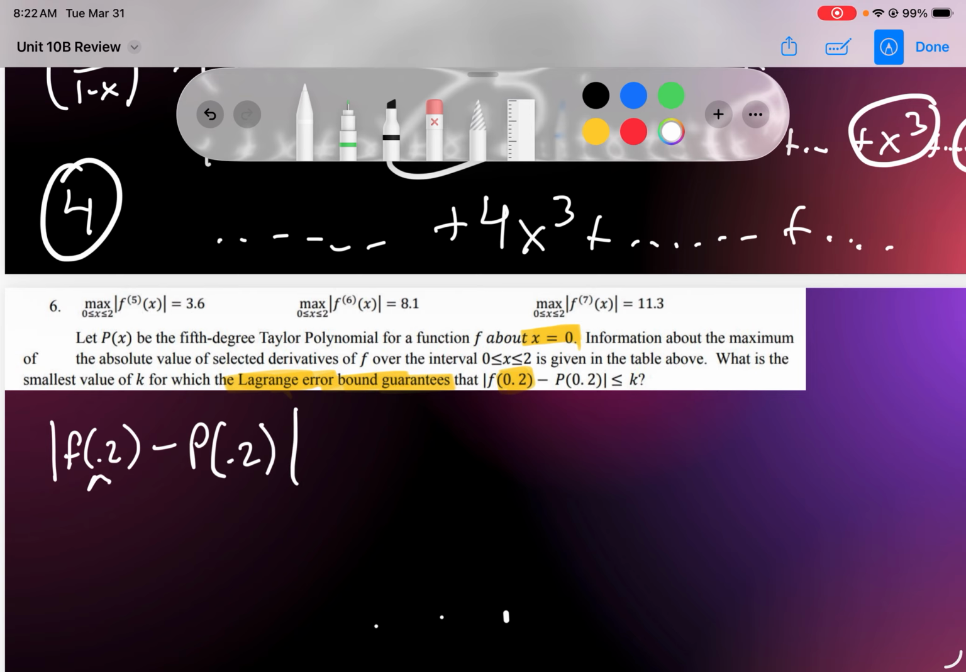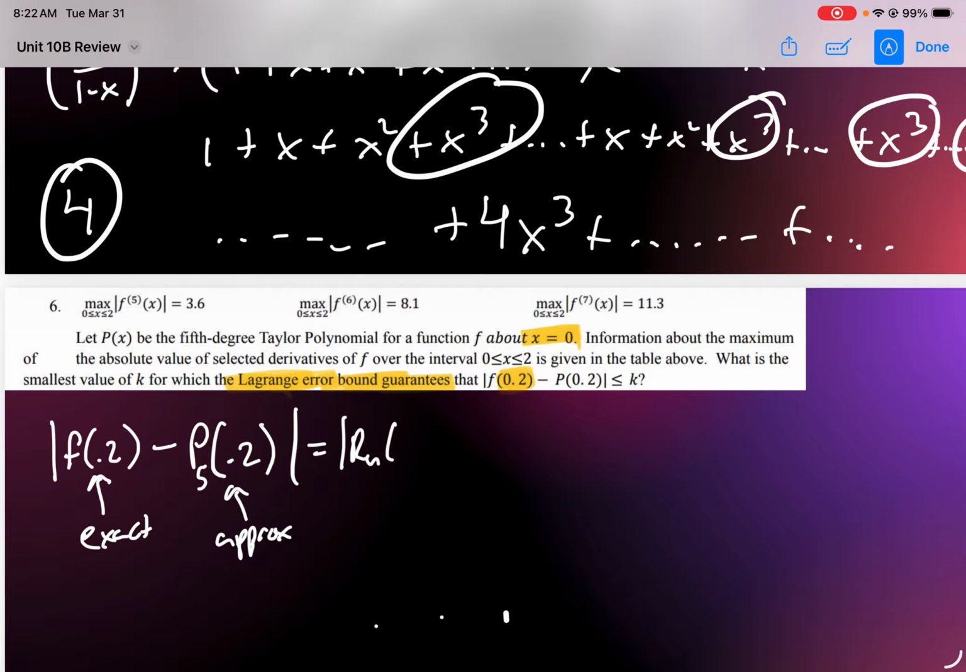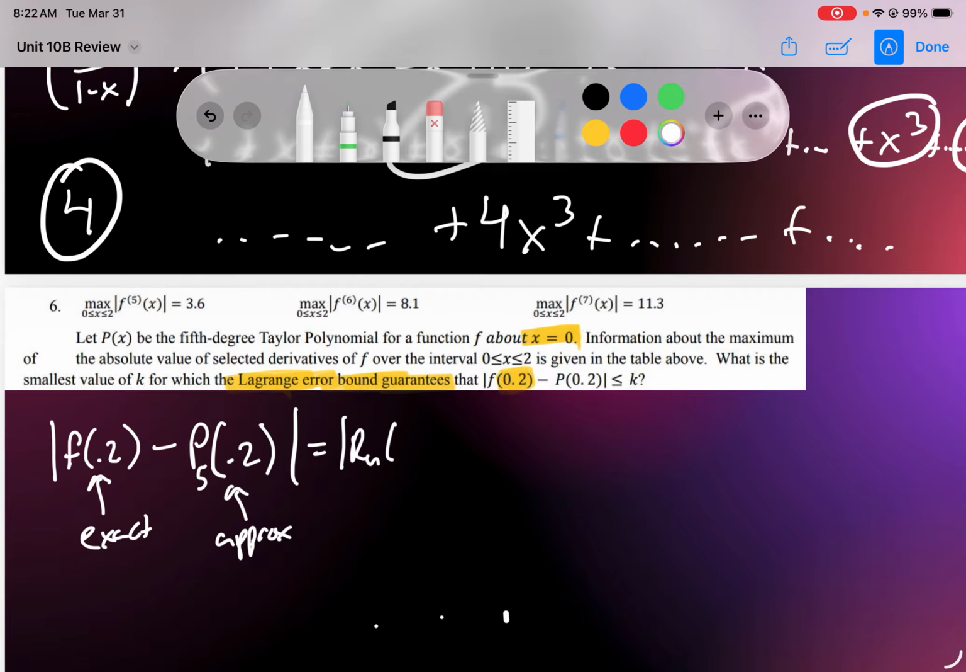Okay, this is the exact minus the approximation. I don't know what n is, right? Maybe I should. There should be a little 5 there. Let p be the fifth degree Taylor polynomial. I'm going to put a 5 here. That tells me the Lagrange error bound says this is equal to the error. I should have put a 5.